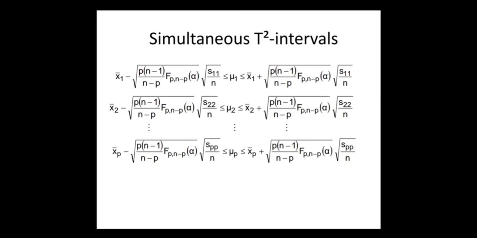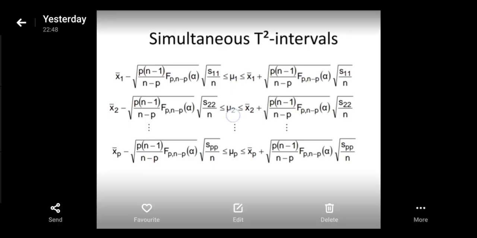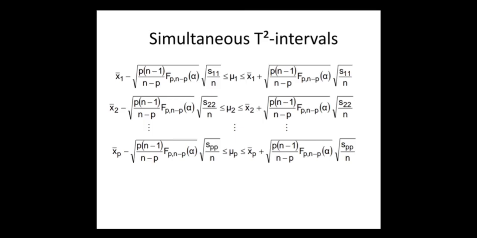variance of the first variable. But here we have a square root, so you must take the square root of the variance of the first variable divided by the sample size. Okay, you must do the same for each of the mu. So we will get the simultaneous confidence interval for each mu. Okay, let's see the example.